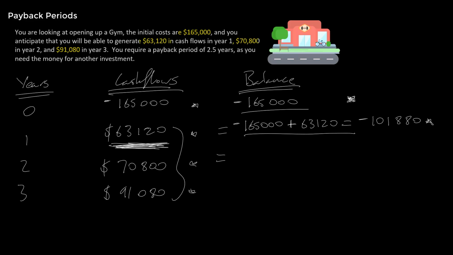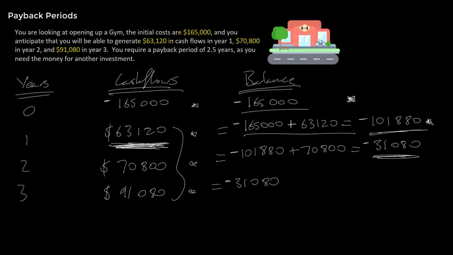Okay? So in year 2 and 3, we just have to repeat this process until we find that this balance goes from a negative number to a positive number. So you can see here that it's still negative, which means we still have to continue the process. So for year 2, it's negative $101,880 plus the cash flow that we generated in that year, which is $70,800. So you should get a balance of negative $31,080 for year 2. In year 3, it's negative $31,080, so the cash flow balance from the previous year, plus the cash flow that was generated within that year, which is $91,080. And what we find is that in year 3, the cash flow balance is $60,000.